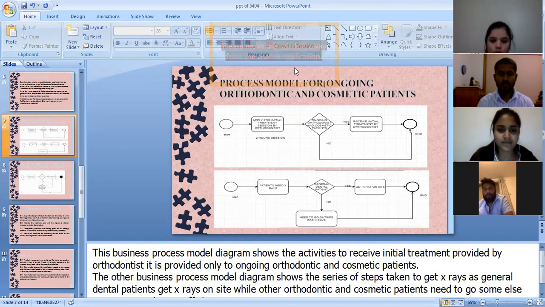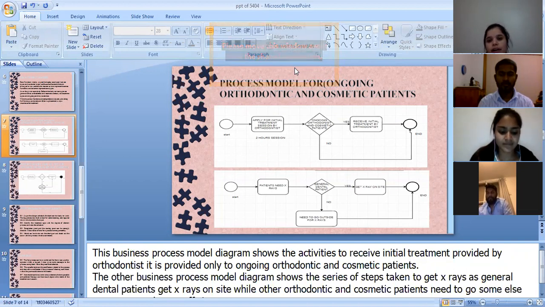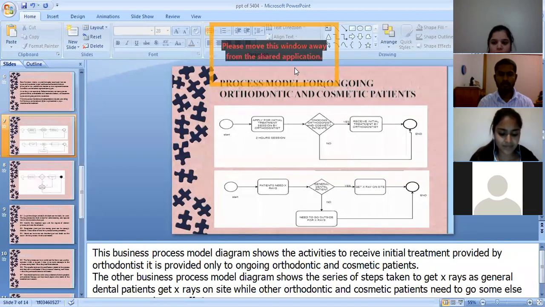Here we see a simple model where the process starts as the patient applies for an initial treatment session by the orthodontist, and this session is 2 hours. And then they check whether the patient is an ongoing orthodontic and cosmetic patient. If the statement is true, if it's an ongoing orthodontic and cosmetic patient, then they receive the initial treatment by the orthodontist. Otherwise, they will not receive this initial treatment.